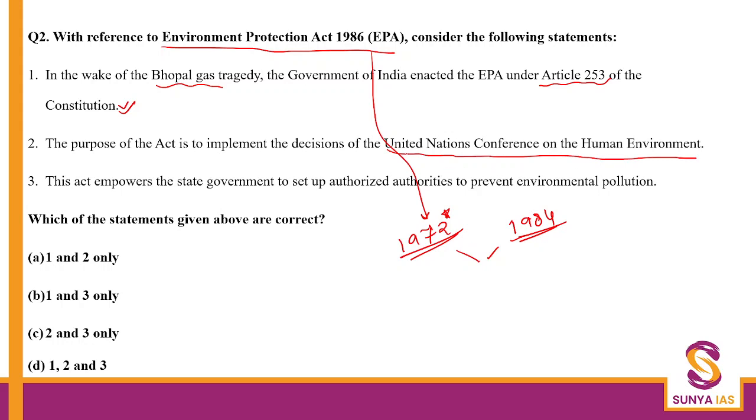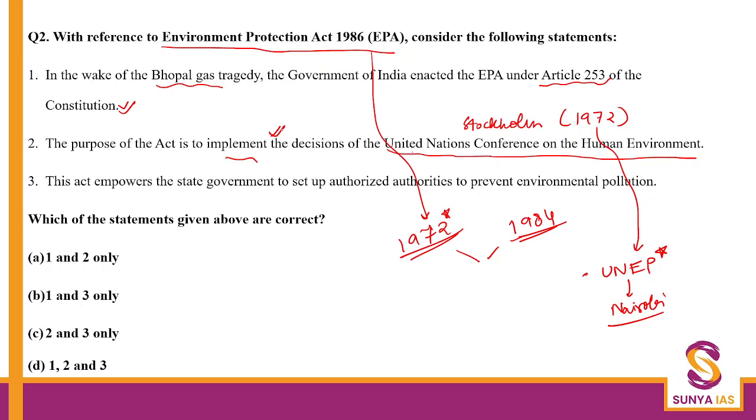Now, some of you might not know that the Stockholm Conference happened in the year 1972. In fact, in 1972 you also have the body of UNEP coming up, which is headquartered in Nairobi. The alternative name is the United Nations Conference on Human Environment. So yes, it's absolutely correct.